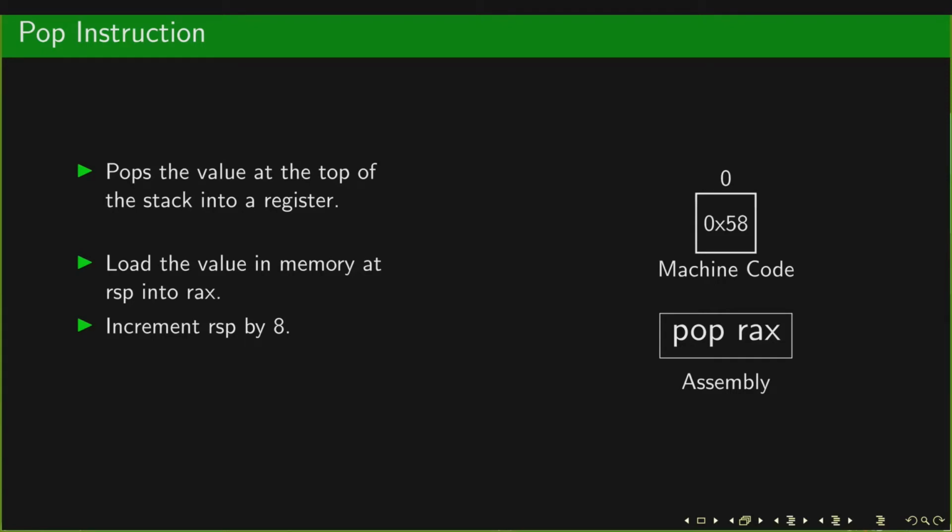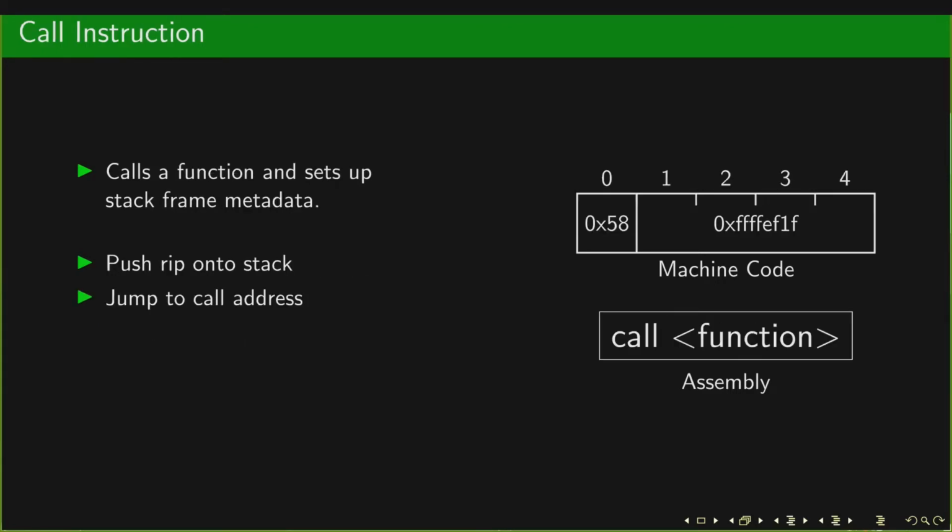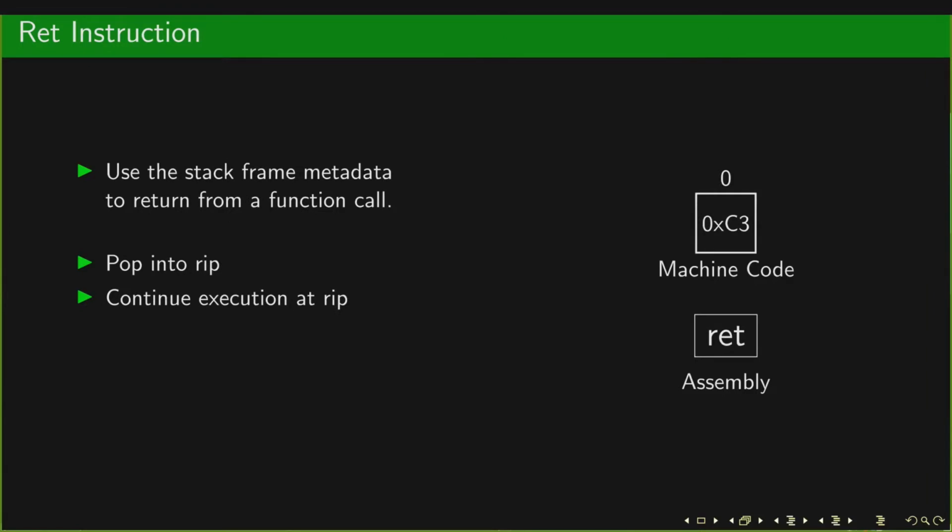These don't really matter for us, but what does matter for us is the call instruction, which kind of uses the push in a way. What the call instruction does is it calls a function and it sets up this stack frame metadata. So it pushes the return address onto the stack and then jumps to whatever function you're calling. And then we have the ret instruction, which is the opposite in the same way that pop was the opposite of push. So it just pops the stack frame metadata off of the stack and then goes to that address. It does exactly the opposite of call.